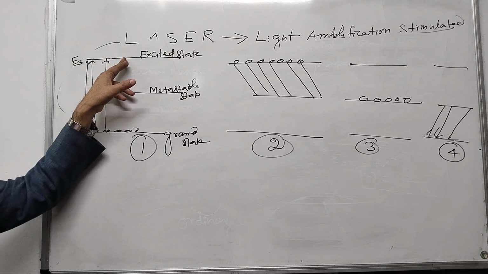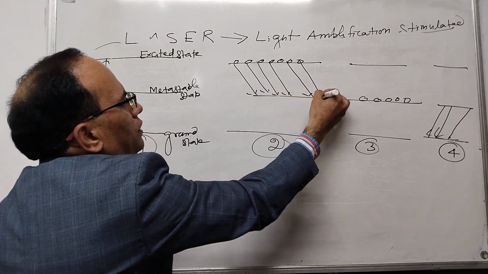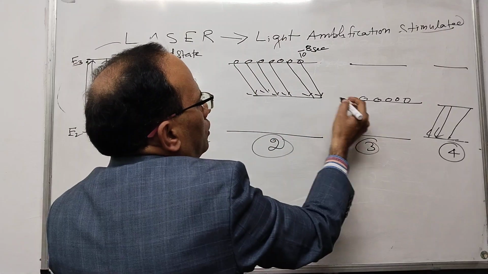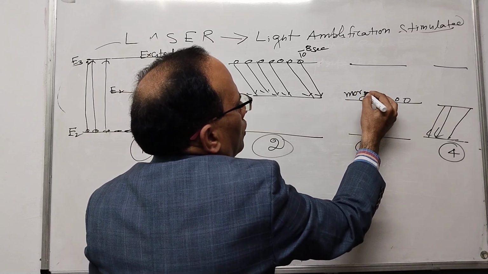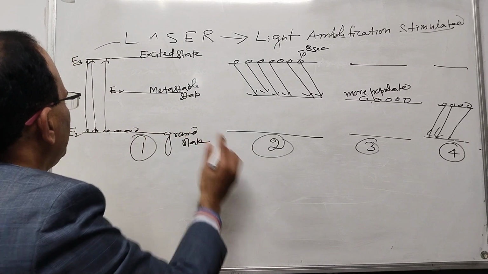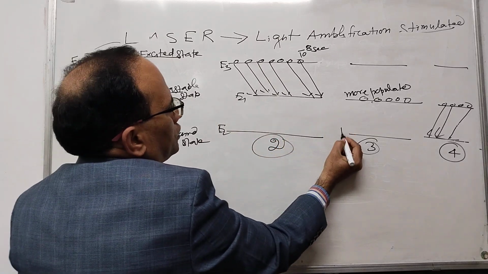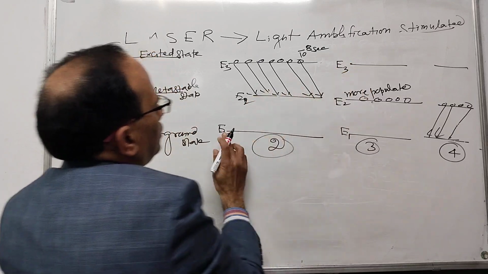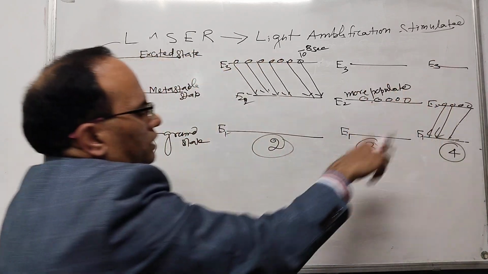When this state is more populated, an automatic transition takes place, because the lifetime of this is very short, and automatic spontaneous emissions occur. This shows that this state is more populated, so the transition takes place in the third state. The states are the same: this is E2, this is E1, and this is E3. Similarly here, this is E1, this is E2, and this is E3. So how does the transition take place?